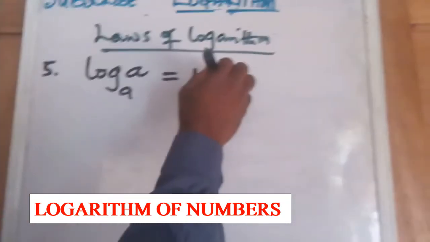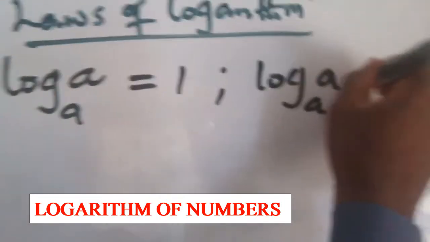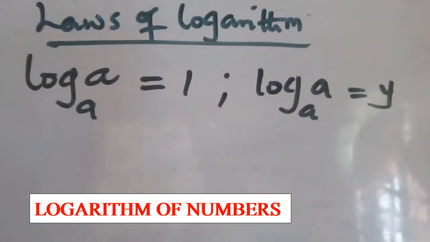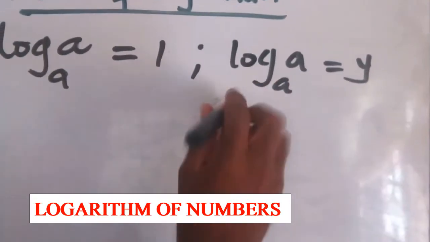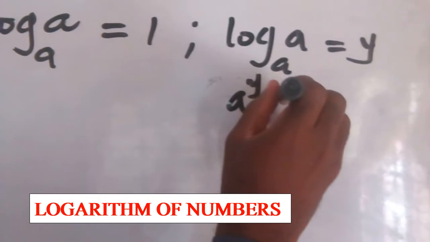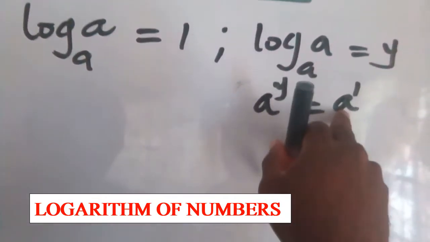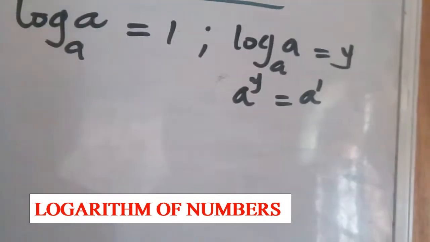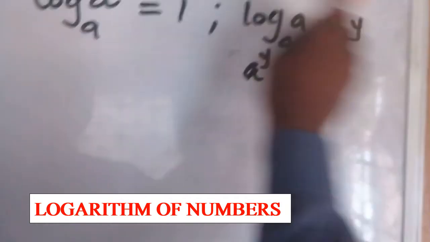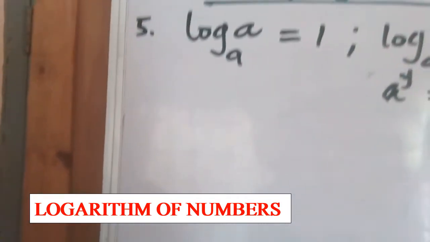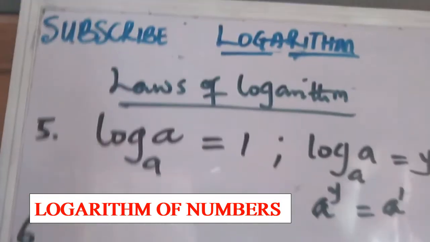if you have a log of a to base a and you don't know the value, you can represent the value with y. So if you transform it, you have a raised to power y equals a raised to power 1, because an alphabet is also raised to power 1. Since the base is the same, y equals 1. So log a to base a is equal to 1. This is called the power law.